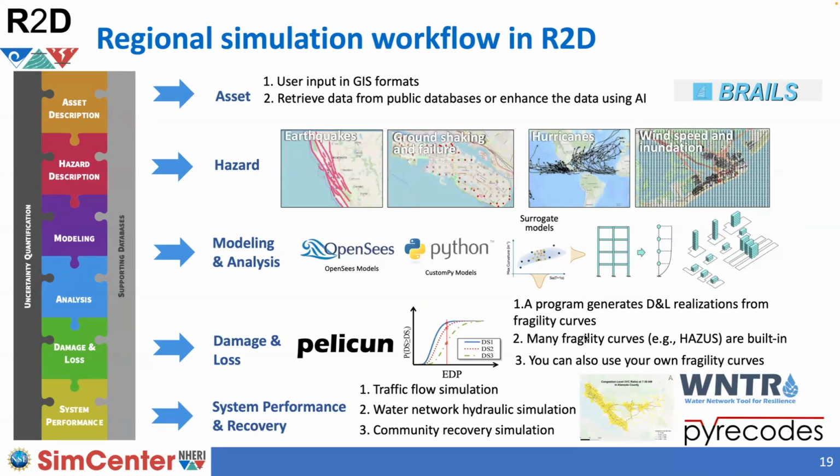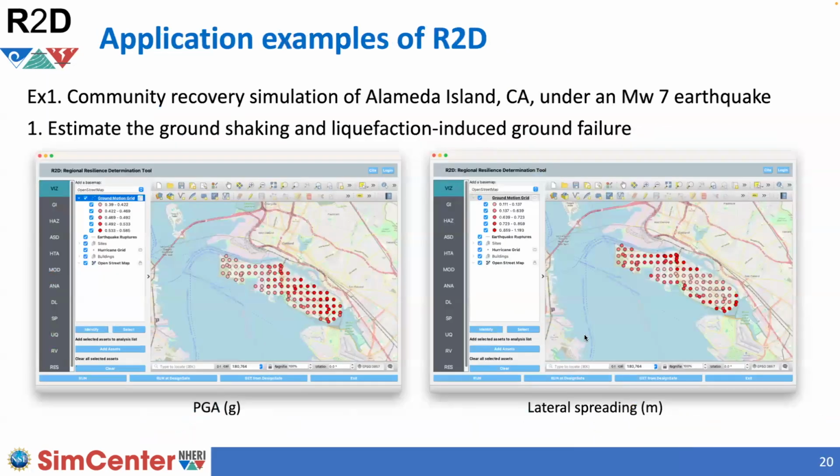To give you a better sense of how exactly R2D works, I prepared two examples today. The first example is a community recovery simulation of a community in the San Francisco Bay Area, after a magnitude 7 earthquake event. In this example, I used R2D to estimate the ground shaking intensity in the region, represented by the PGA on the left-hand side of the plot, and I also estimated the liquefaction-induced ground failure, ground deformation, as presented on the right-hand side of the slides.